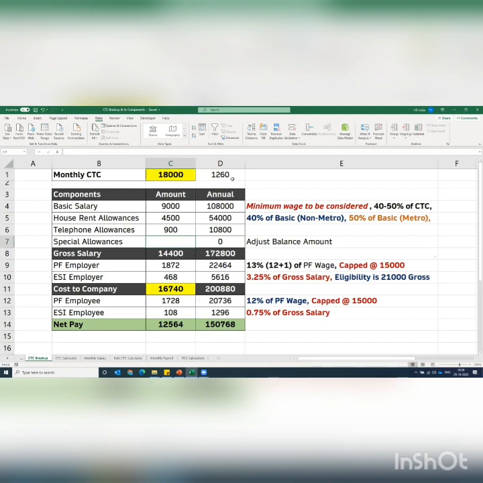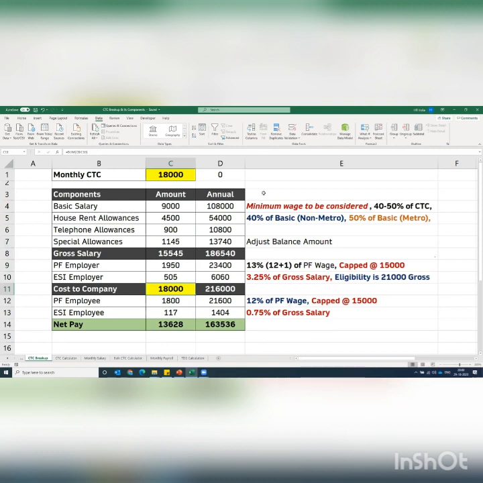So again, there is a difference of 1260. We'll type this 1260, enter. There is a difference of 119. Again, we need to add this 119, enter, minus 242, enter. 8, you need to add 8, plus 8. Finally, we reach to 18,000. So this is one way of calculating the CTC structure, right?